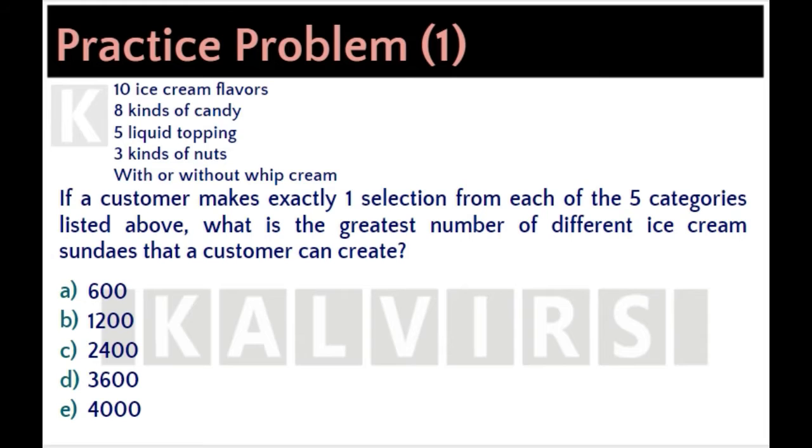A customer makes exactly one selection from each of the 5 categories listed above: 10 ice cream flavors, 8 kinds of candy, 5 liquid toppings, 3 kinds of nuts, and with or without whipped cream. What is the greatest number of different ice cream sundaes that a customer can create? First of all, is the order of the ingredients important? Since the order of the ingredients is irrelevant, this problem involves combinations.